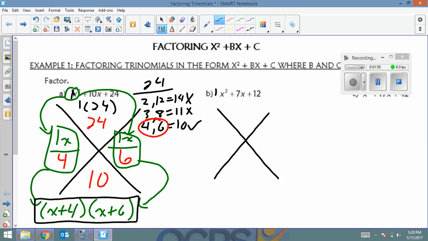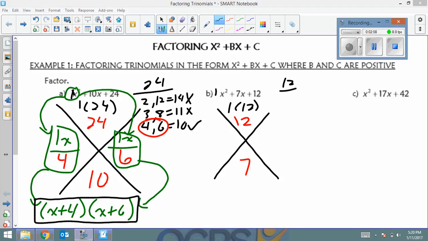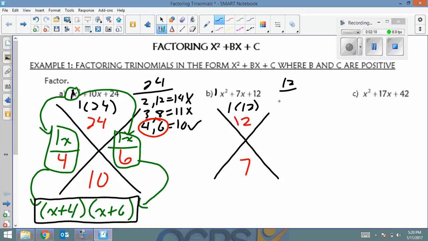Again, it's the first number, which in this case is 1. So it's 1 times 12, which gives me 12. And the bottom is always the middle, which is 7. So we need numbers that multiply to get 12, but add to get 7. So we'll do 2 and 6. Well, that gives me 8. That doesn't work. Let's try 3 and 4. Well, that adds to get 7.